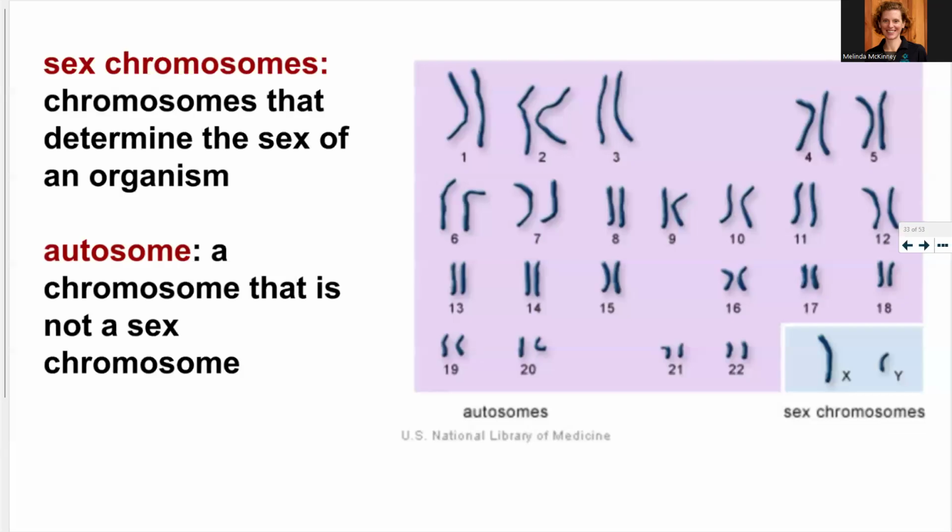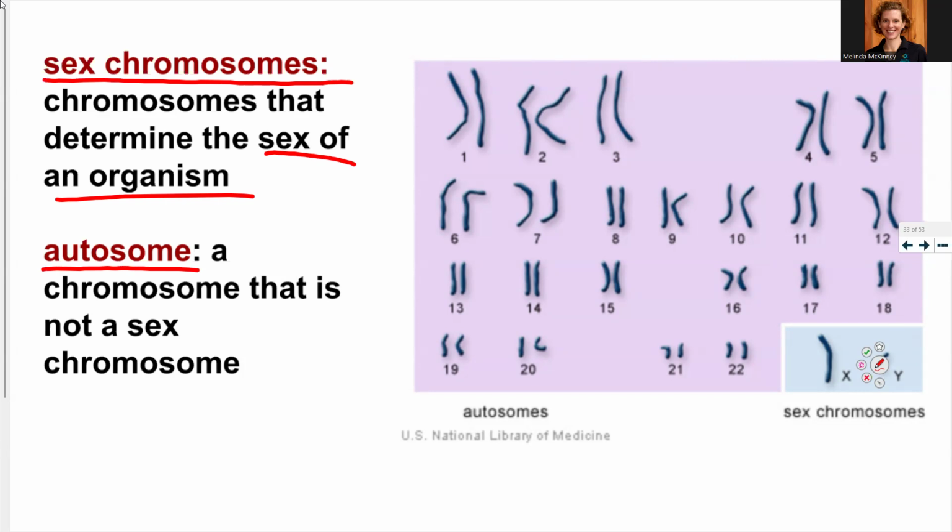This is Bio 181, Chapter 13 on human inheritance. And now we're going to talk about sex-linked traits. So, sex chromosomes are chromosomes that determine the sex of the organism. And that's in contrast to all of the other chromosomes, which are called autosomes. Those are any other chromosome that's not a sex chromosome.